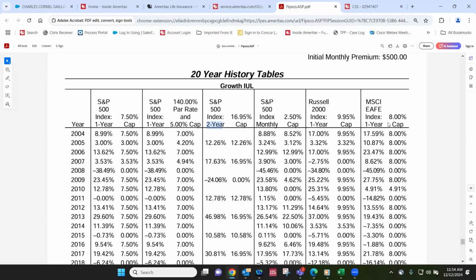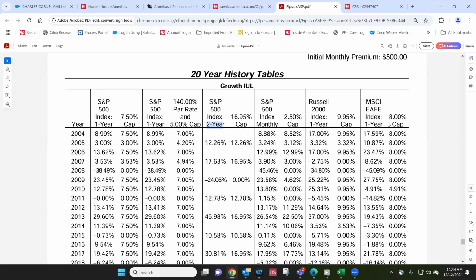Now, the S&P 500 is predominantly large cap stock companies. The Russell is more small cap, I believe. So it's just a little bit different sector, just a different makeup of companies that make up the Russell 2000. And so that cap rate is actually a little bit higher. It's a 9.95% cap rate. And then we have an international indice that's at an 8% cap.